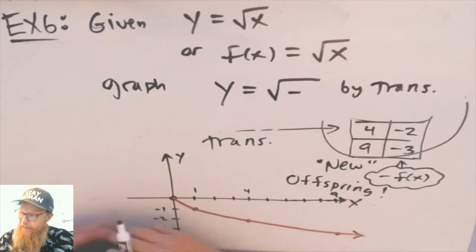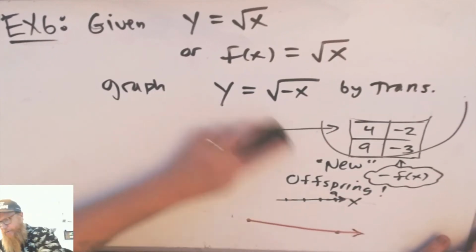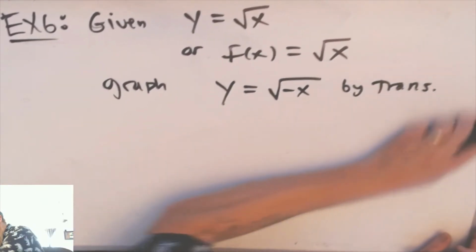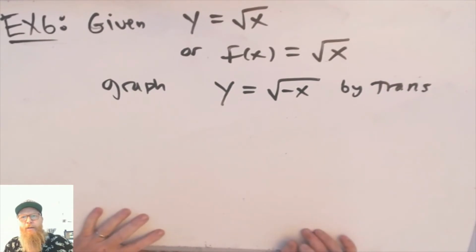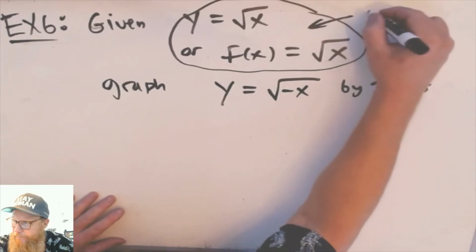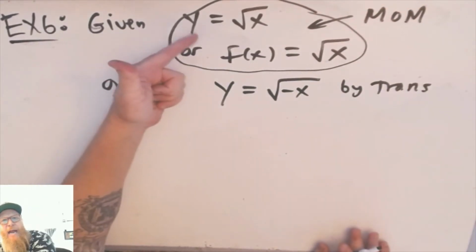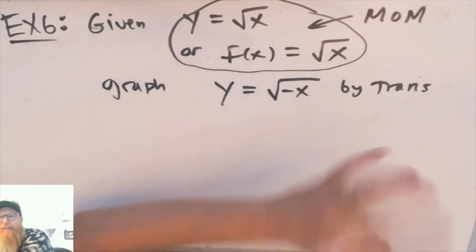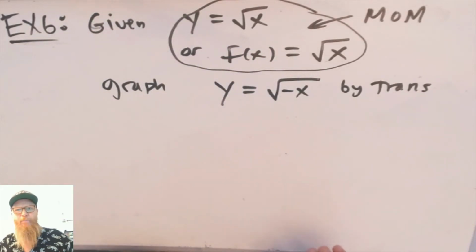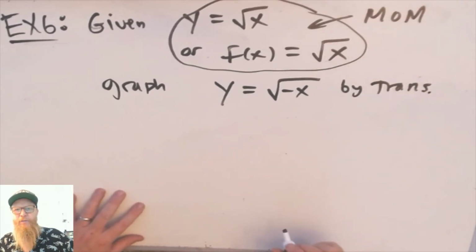So this time the negative is on the inside of the radical. So this is your mother function. Two different ways to say it. You can say y equals, or you can say f of x equals. It really means the same thing. Okay. So graph this by transformations.